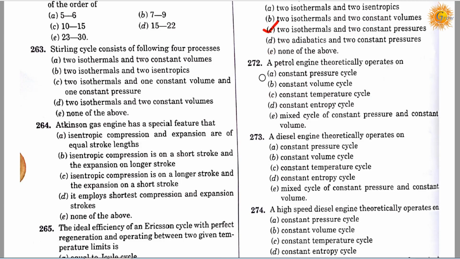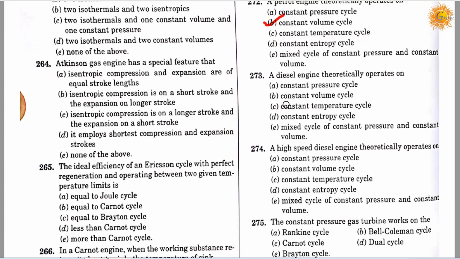Question number 272. A petrol engine theoretically operates on: option A, constant pressure cycle; option B, constant volume cycle; option C, constant temperature cycle; option D, constant entropy cycle; option E, mixed cycle of constant pressure and constant volume. So the correct answer is B, constant volume.